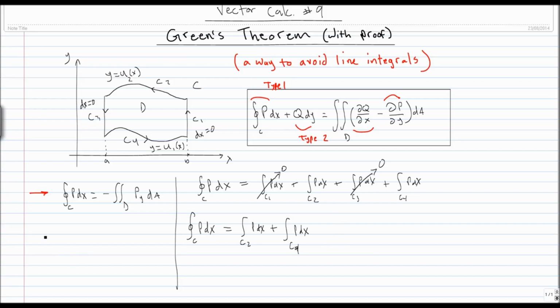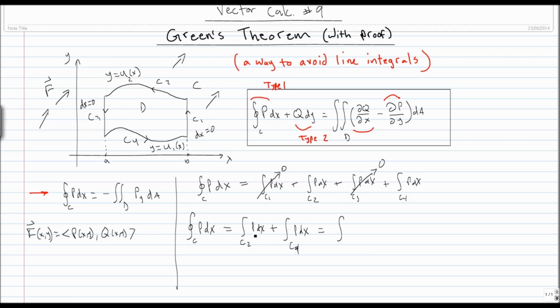F is a function of x and y. So that means that p is a function of x and y, and q is a function of x and y. Those are the coordinates of this vector field. So this vector field is in this plane like this. That's F.